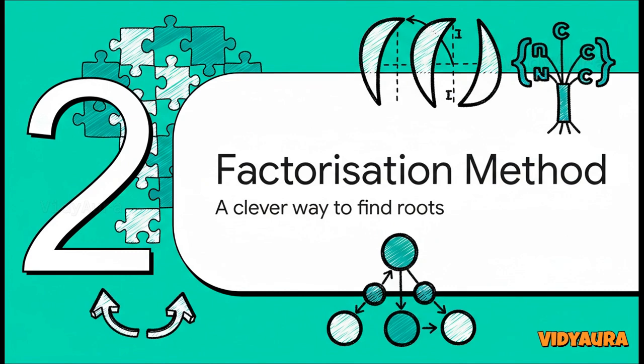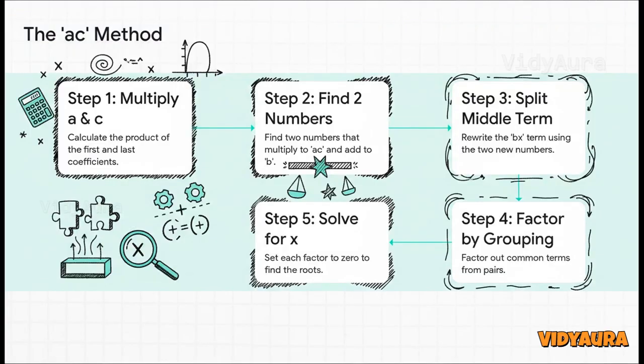All right, now for the fun part, solving these things. Our first tool is called the factorization method. I like to think of it as being a detective. You're looking for clues to break the equation down into smaller pieces. And when it works, it's seriously fast. This method has a popular nickname, splitting the middle term, and it's basically a 5-step recipe. You just follow the steps.